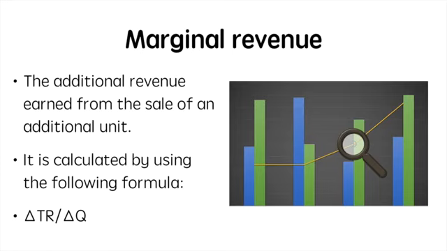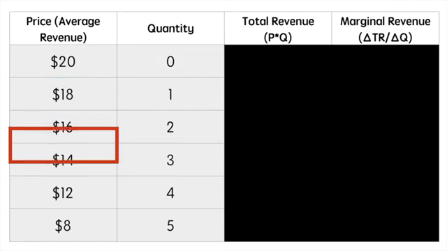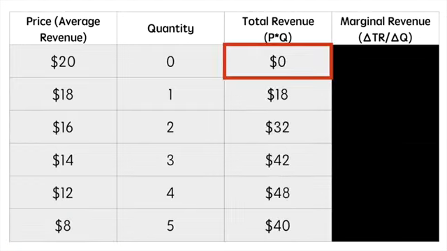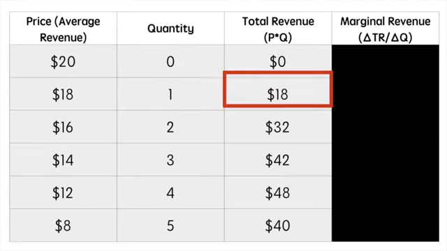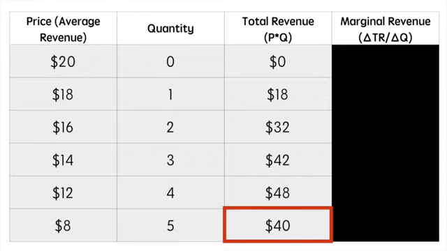Now, we'll look at a table of some simple figures to demonstrate how we can calculate the different revenues. The first column here is for price, which is the same as average revenue. As the price falls, we see the quantity sold increases. Total revenue is a simple multiplication of price and quantity. This gives us $0 at a price of 20 and total revenue of $40 when the price is 8. If you have a careful eye, you've noticed that total revenue first increased, then decreased at quantity 5. This is helpful when calculating marginal revenue.